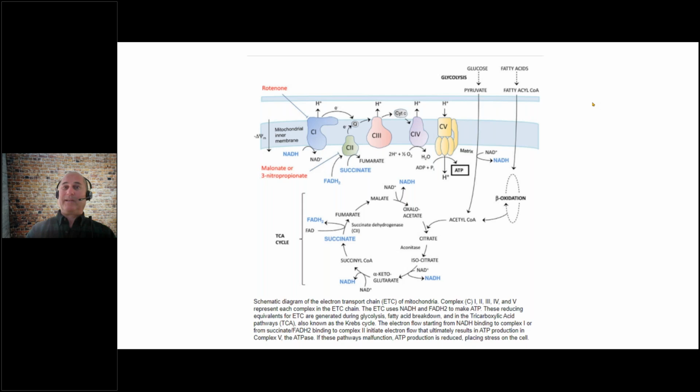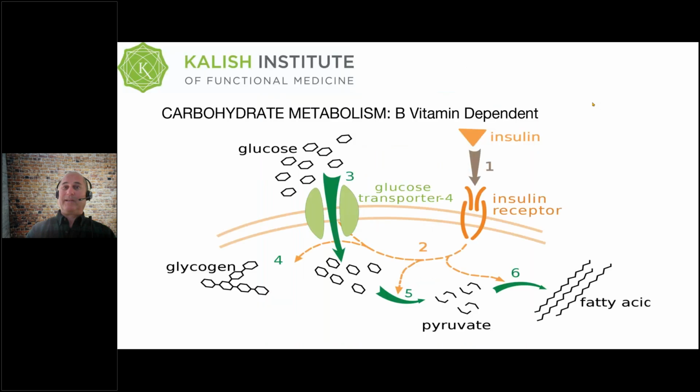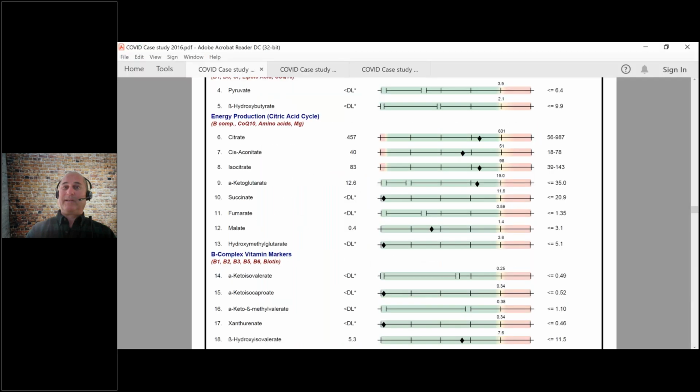We want to see how this person's mitochondria are working and what's happening to them. Okay, so with that as a preview, let's look now at the markers and see if this helps.